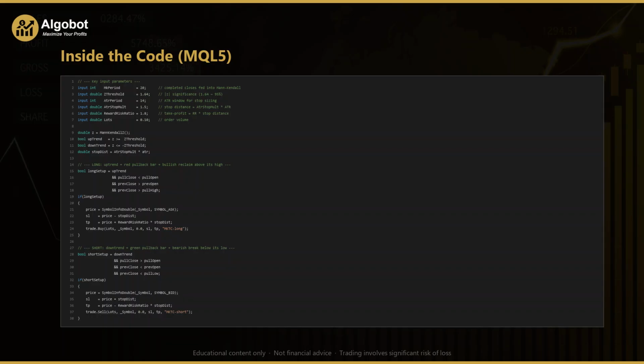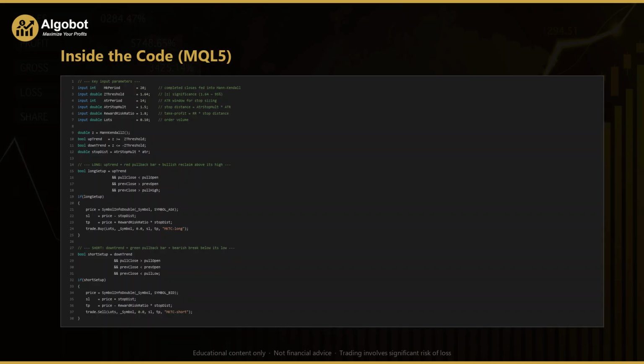Now look at the long block. The long setup condition requires all of the following. Uptrend is true, the pullback bar closed below its open, the just completed bar closed above its open, and that bar's close pushed above the pullback bar's high. When every part is satisfied, the code reads the ask price, places the stop loss one stop distance below it, sets the take profit at the reward to risk multiple above, and calls trade.buy.